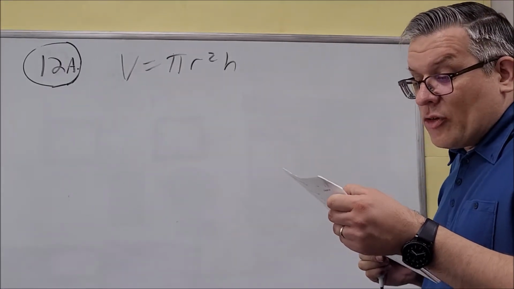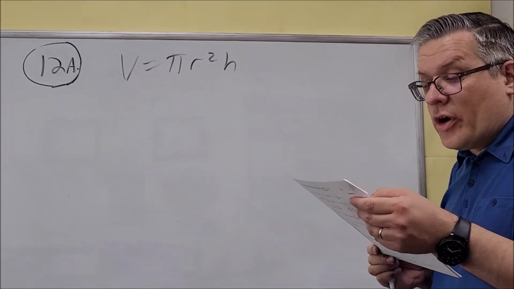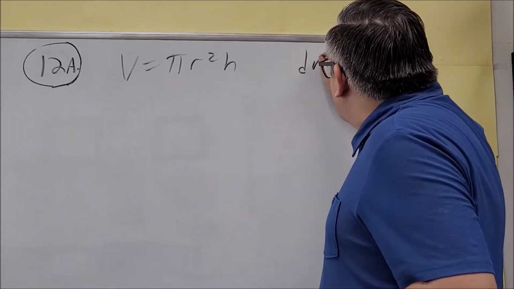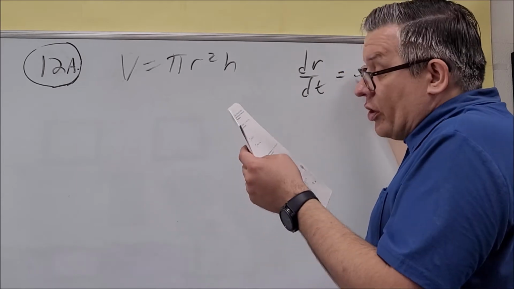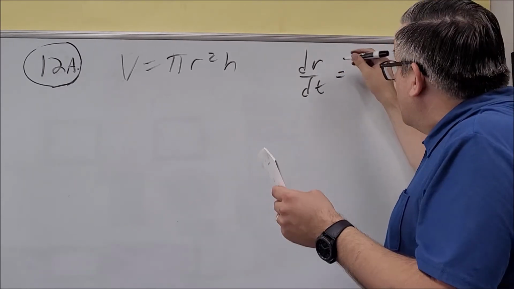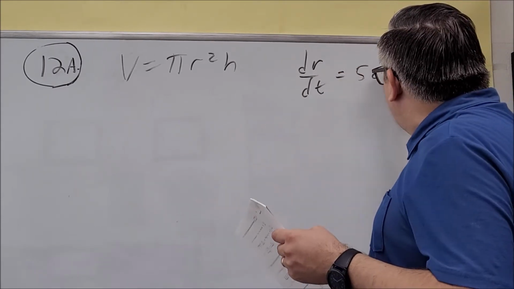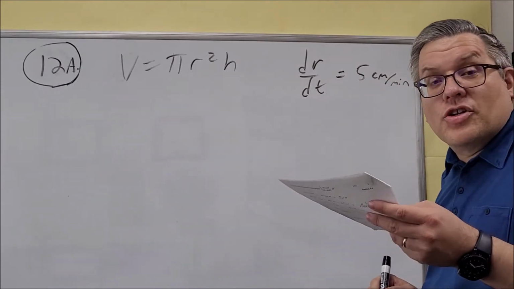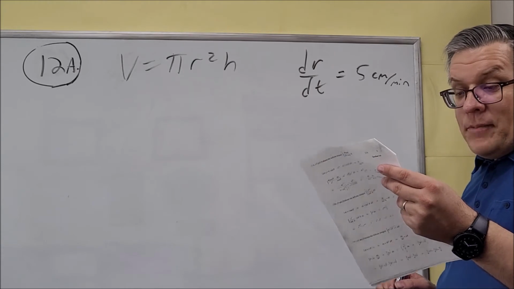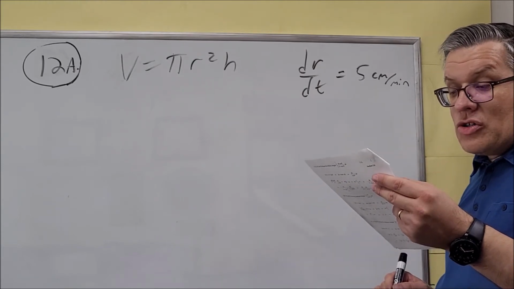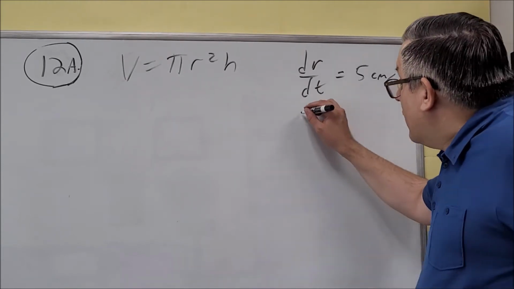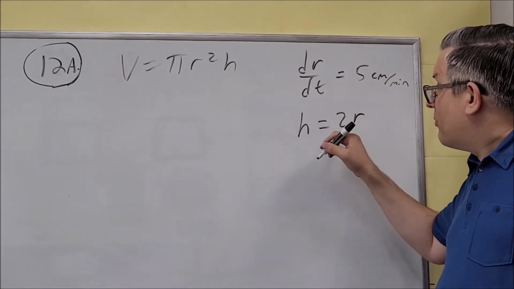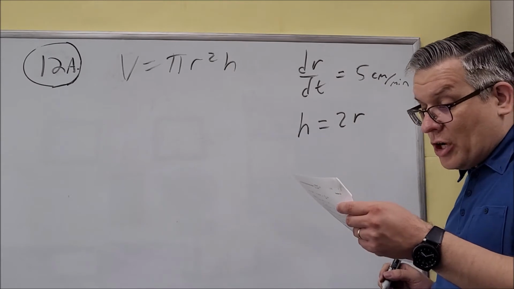Now it says the radius of a right circular cylinder is increasing at a rate of 5 centimeters per minute. If the radius is increasing, then that's actually going to be your dr/dt. So that's going to be 5 centimeters per minute. It's always good to write down the information that is provided. The height is always twice the radius. That's something else that they tell you about this particular problem.